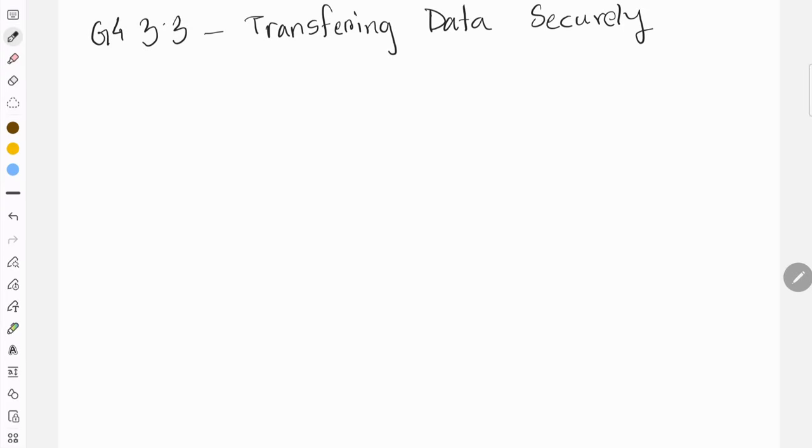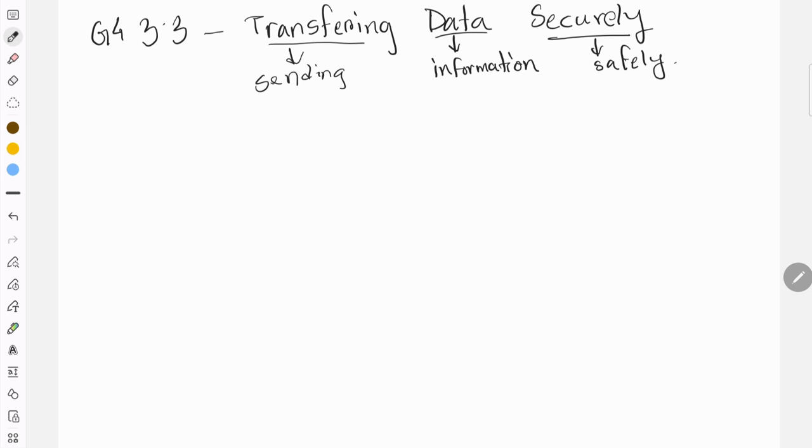Explaining Unit 3.3 for Grade 4. The name of the unit is Transferring Data Securely. First of all, to understand this chapter, you need to understand what the name of the chapter means. Transferring means sending. Data means information. And securely means safely.